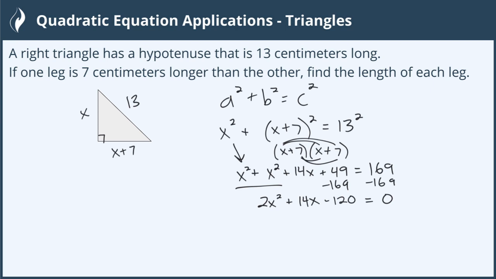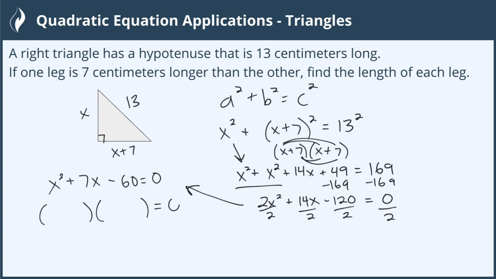Before we try to factor it or use the quadratic formula, we can see that all of them have a 2 in common, so we can divide everything by 2. And when we do that, we end up with x squared plus 7x minus 60 equals 0. And now we want to solve by factoring if we can. So we want two numbers that multiply to be a negative 60 that add to be a positive 7.